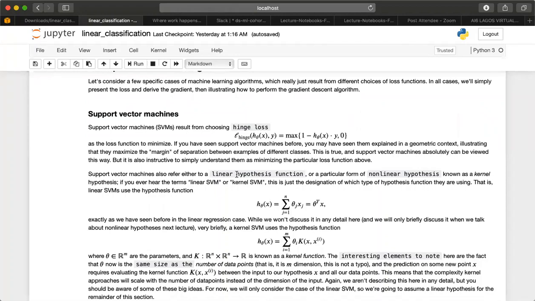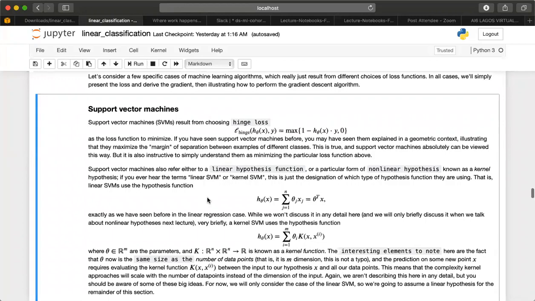For some people who will go through Andrew Ng's course, Andrew Ng kind of approached support vector machines using a geometric perspective, yeah? But we are not going to go into that. We'll just stick to what we have and make sense out of it, right?